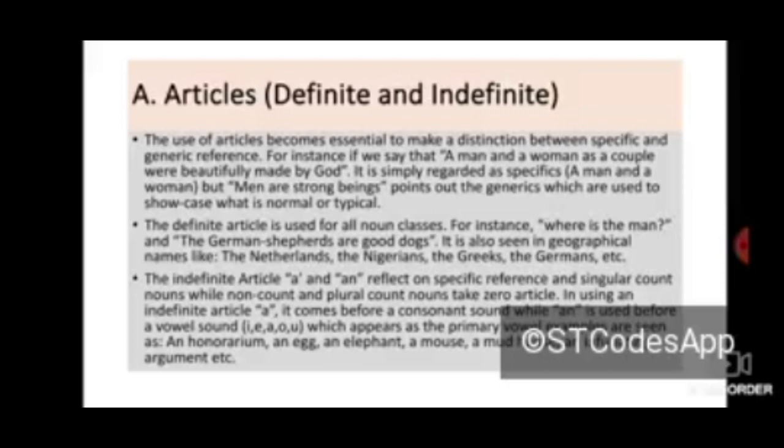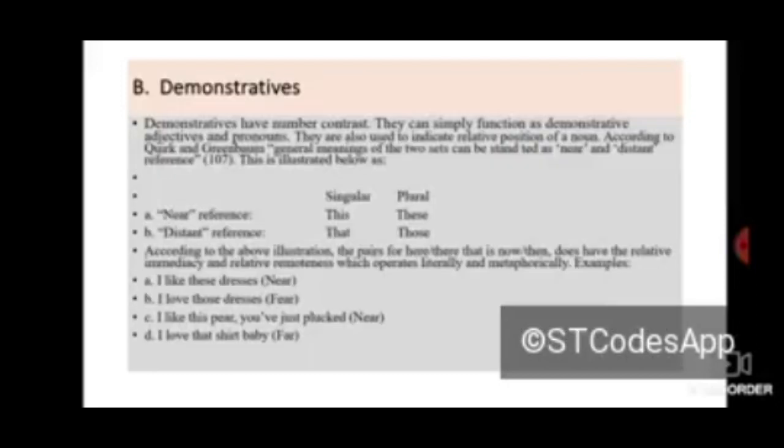We already know this vowel sound. They appear as the primary vowels. Examples are seen as an honorarium, an egg, an elephant, a mouse, a mud house, an infuriating argument. Okay, that's that about the definite and indefinite articles.